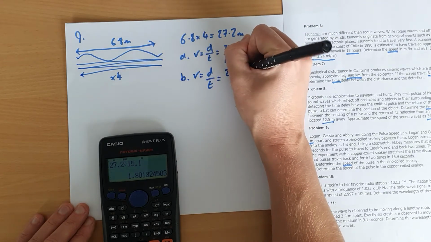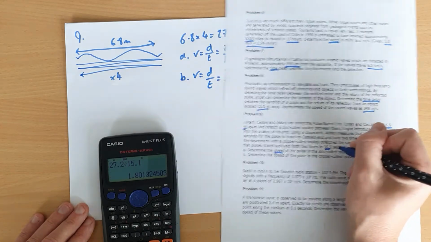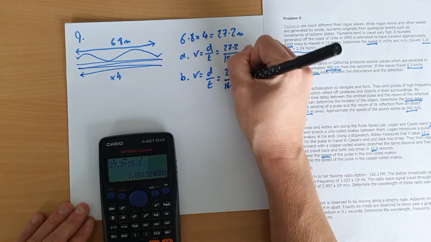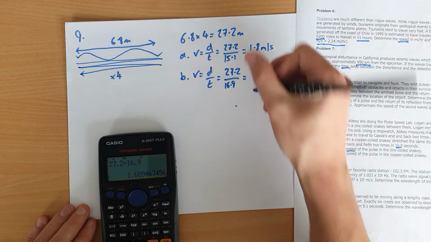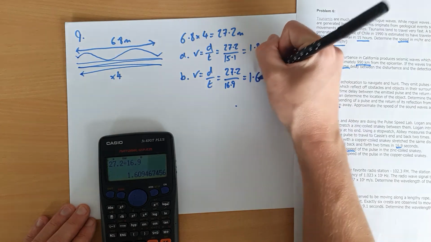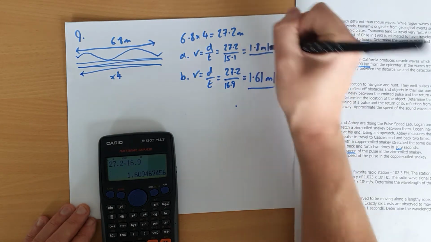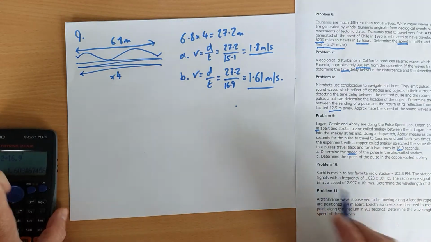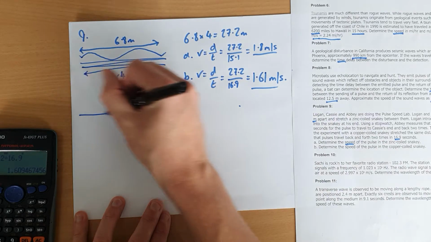And then B, velocity is distance over time again. The distance is the same, but this time it takes slightly longer, 16.9 seconds. So again, we calculate 27.2 divided by 16.9, and that is 1.61 if we round up, meters per second. So those are our 2 values. So we can see that the wave is moving faster in the zinc coiled Slinky.